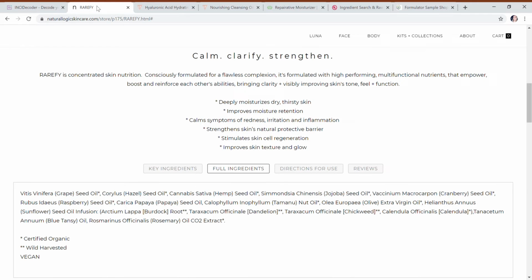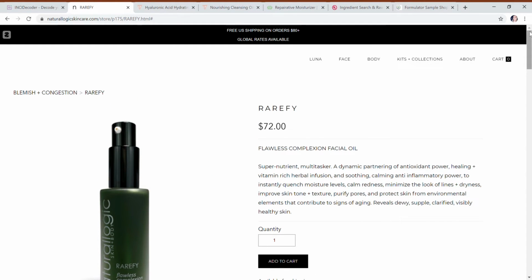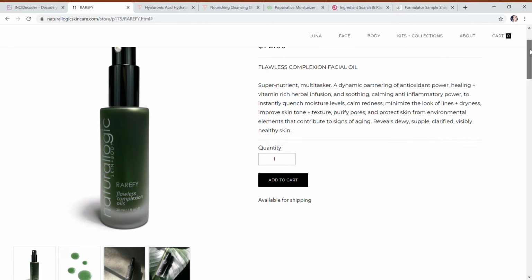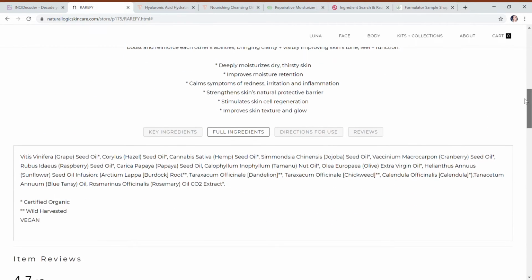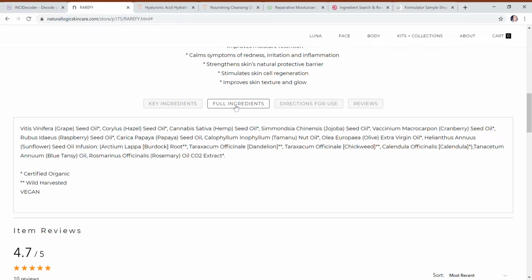But first we're going to start off with looking at an ingredient label by a company, Natural Logic, and it's their Rarefy Flawless Complexion Oil, which is a facial oil, and it looks like it's green in color. And down here we can look at the key ingredients, which gives a little bit of information about some of their key ingredients and what they do in the formula. But we're going to really go over this full ingredient list.